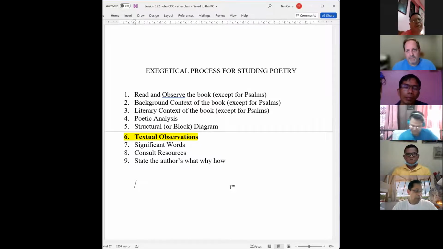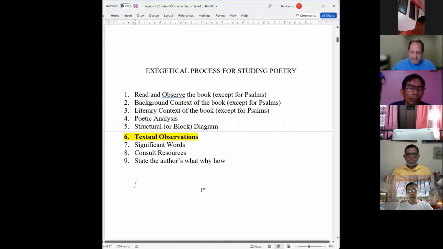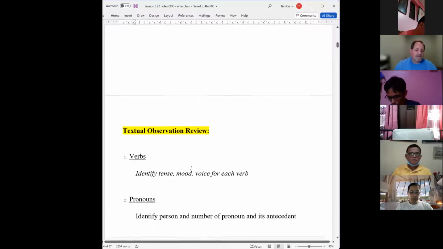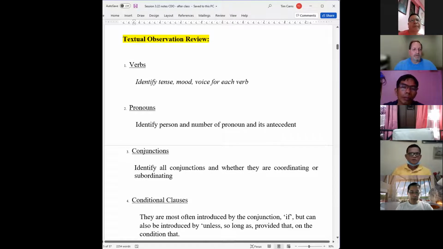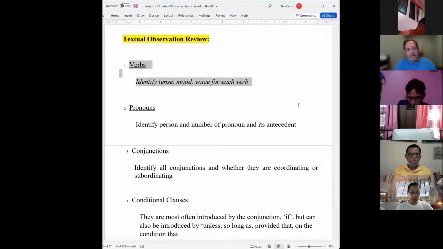And so the structural diagram is done to help show that structure, and then the textual observations are the follow-up step. Now for epistles, there's like 10 or 11 textual observations that we encourage you to make, but for poetry, there's just, I think, 5 that we focus our attention on. We've already spent a lot of time on the verbs, looking at all the verbs that you find within the poem and identifying the tense and the mood and the voice. And we did that for Psalm 128 last time we met.